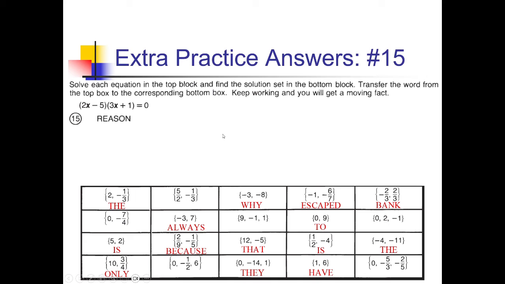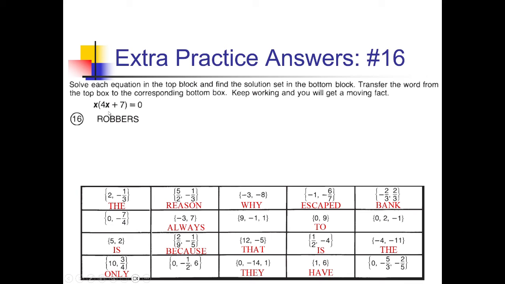Next up, we got this one. So 2x minus 5 equals 0. We can set that up, along with 3x plus 1. Over here, we can add the 5 and divide by 2, so x equals 5/2. And then if we subtract 1 and divide by 3, we have x equals negative 1/3. So 5/2, negative 1/3, that's right here toward the top. That's going to be "the", the reason.